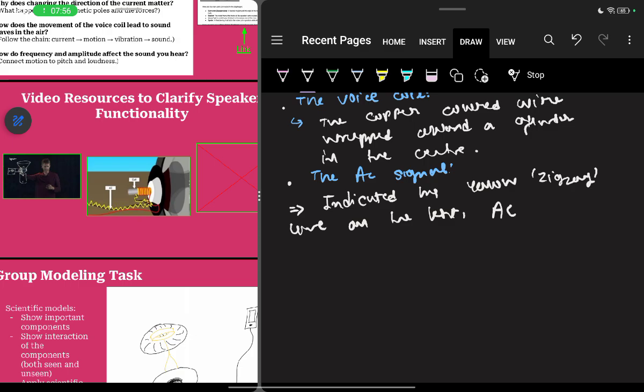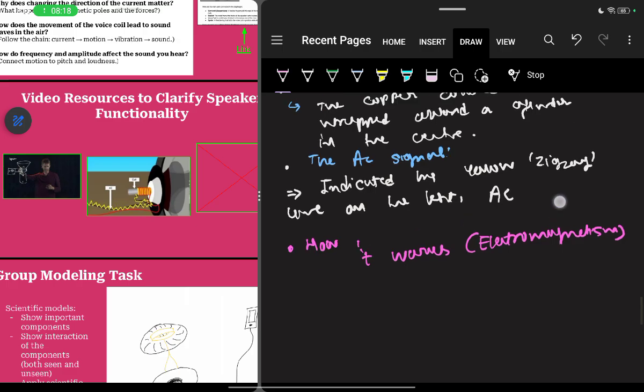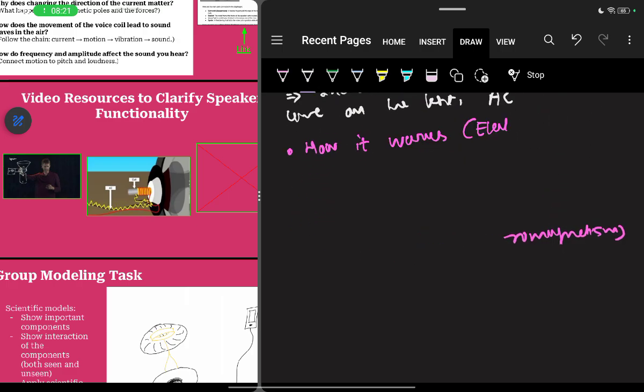The core components. Now let's discuss how it works. Basically electromagnetism, right? That is what we are right now discussing. How it works. Electromagnetism. All right. So first of all, electric current. So the functionality relies on Lorentz force. Okay, so let's discuss this step by step process.